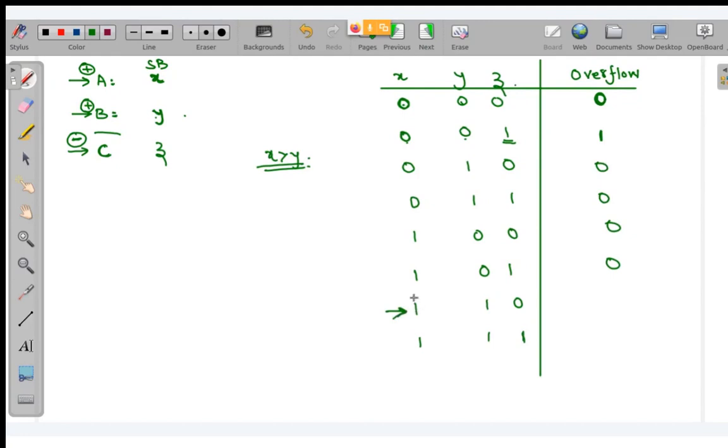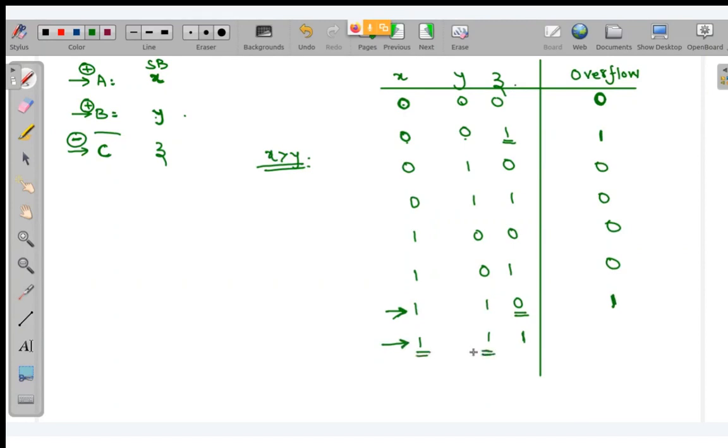In this case, look, X is 1, Y is 1. So this indicates that A is negative, B is negative, but the resultant is a positive number. So here also overflow is happening. Okay, overflow is happening. But look at this case.